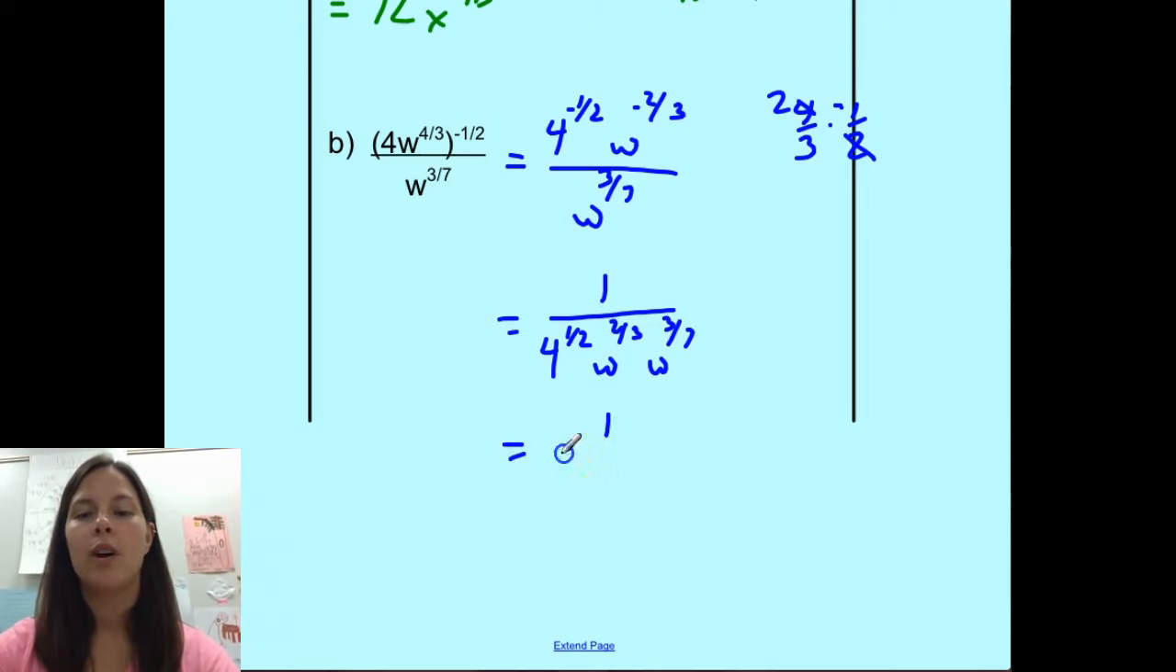Evaluating 4 to the 1/2 power. Remember, a 1/2 power is a square root. I'm not going to rewrite it. We're just going to think of 4 to the 1/2 power as the square root of 4, which gives us 2.